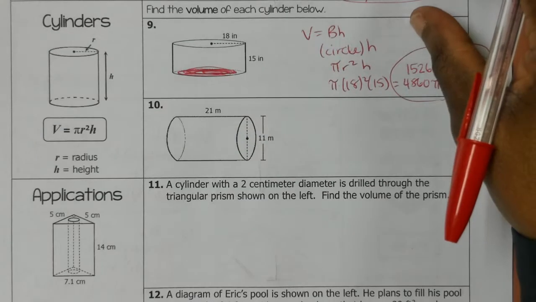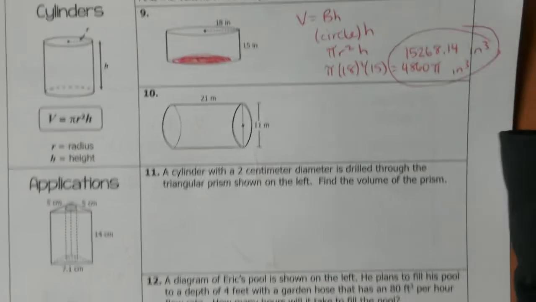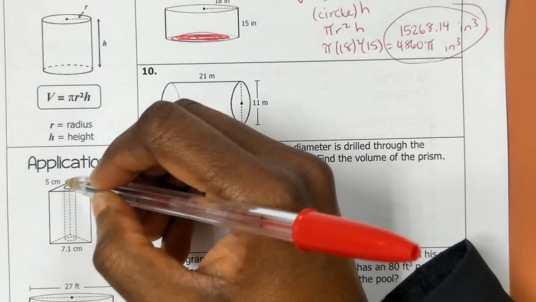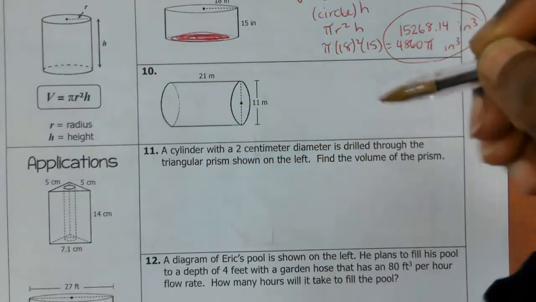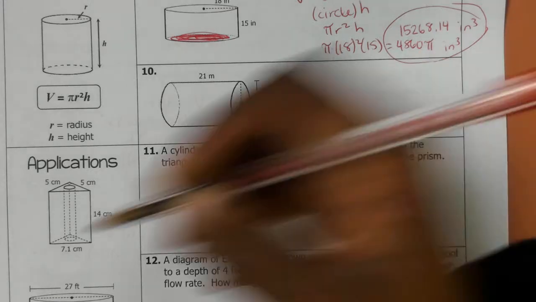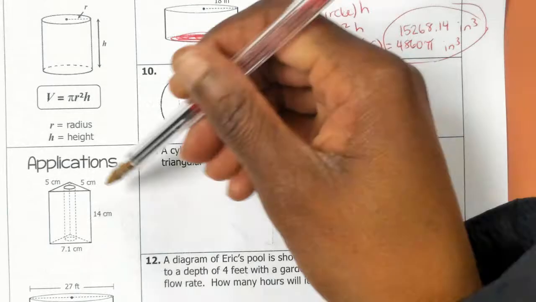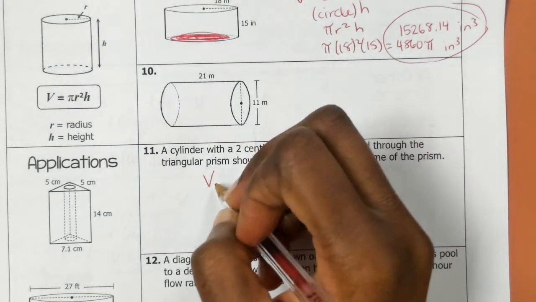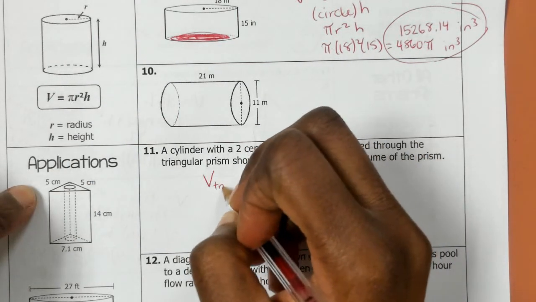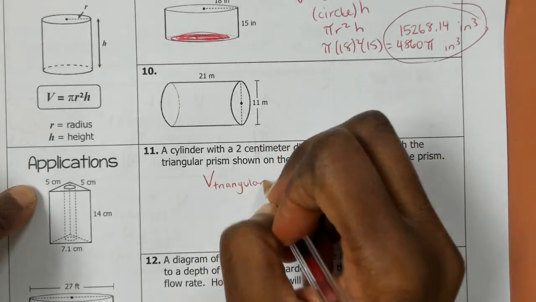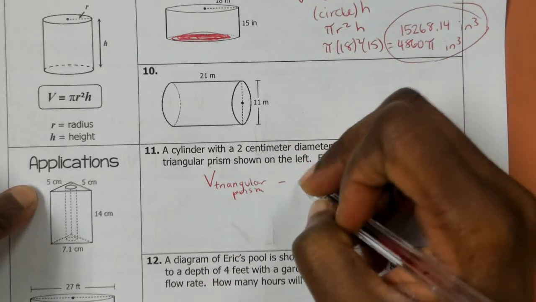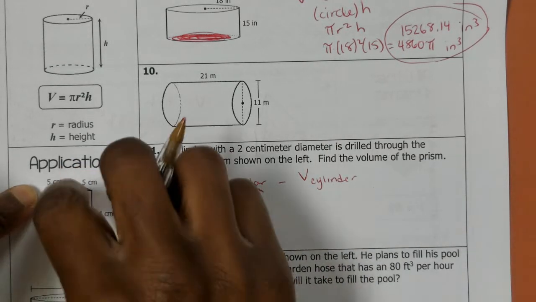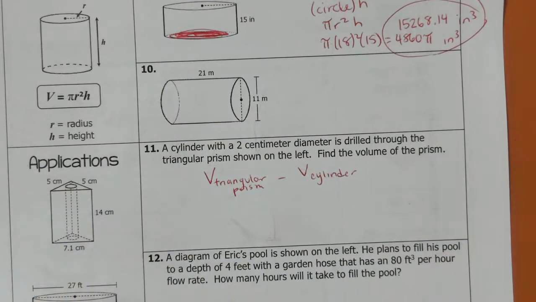Okay, 11 and 12, they want a cylinder with a 2 centimeter diameter drilled through a triangular prism. So you have a triangular prism you originally started off with, but they drilled a cylinder through the middle of it. Find the volume of the prism. Since they've drilled something through the middle of it, that part of it is gone. So what we're doing is taking the volume of the triangular prism and subtracting out the volume of a cylinder. That's the triangular prism without the bored hole of a cylinder from it.